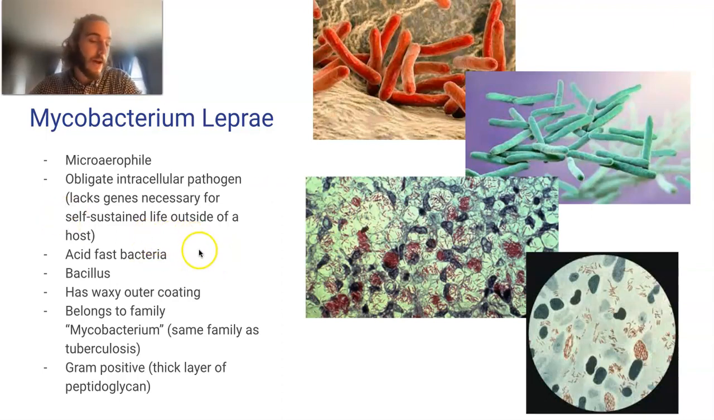And then it's an acid-fast bacteria, bacillus-shaped. It has a waxy outer coating, which will be important for the way it infects cells in the body, which we'll talk about later. And then it belongs to the family Mycobacterium, which is the same family as tuberculosis, and it is gram-positive.